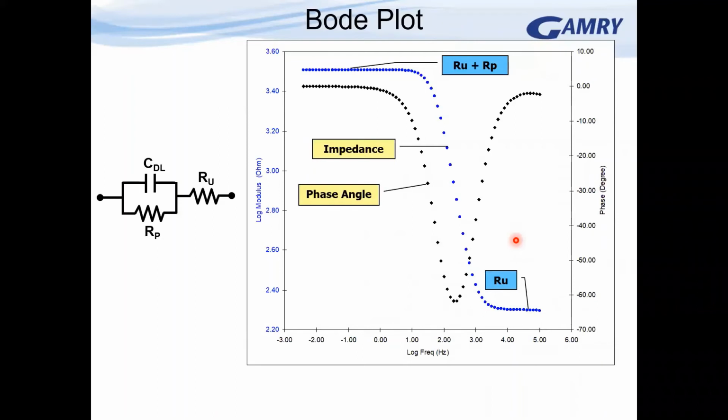So if we look at the response that you would get for that kind of circuit, this is a plot called the Bode plot, which is a plot of the modulus of the impedance against frequency on the Y1 axis, and then we also look at the phase on the Y2 axis. We get a response where at high frequency we see the solution resistance or uncompensated resistance. As we lower the frequency, the capacitive part becomes active, and then at lower frequency we see the resistance, which is a sum of the uncompensated resistance and the polarization resistance. So we have a way of getting out the polarization resistance.